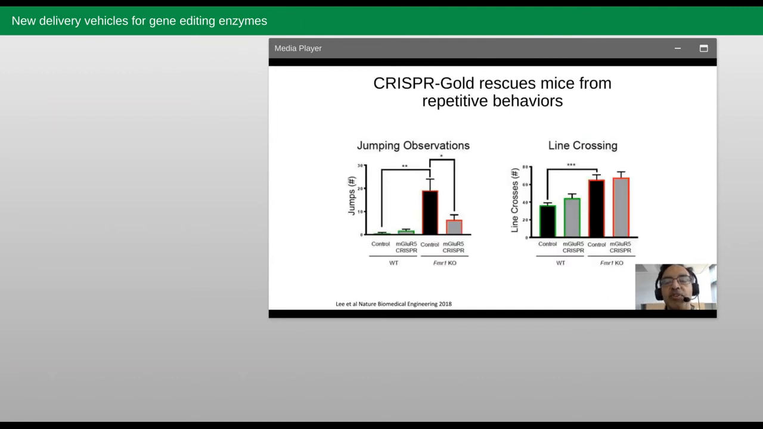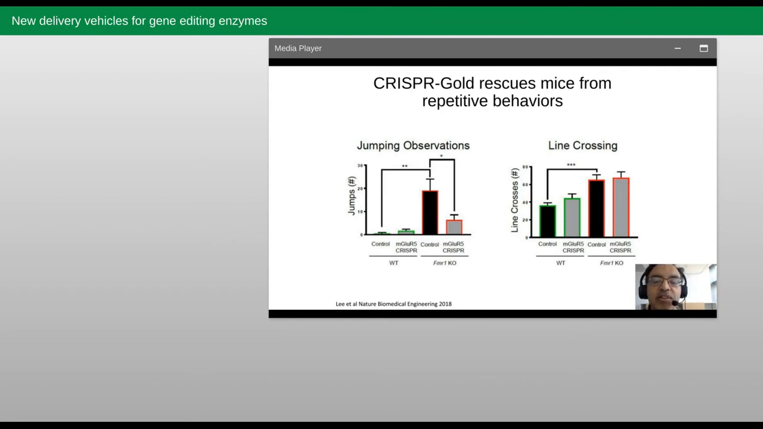So based on these results, we investigated if knocking out mGluR5 could rescue FMR1 knockout mice from the repetitive behaviors that are characteristic of autism. There are numerous repetitive behaviors that the FMR1 knockout mice exhibit. One of them is that they jump up and down obsessively. So that's shown on the graph on my left. The y-axis is the number of jumps in a cage.